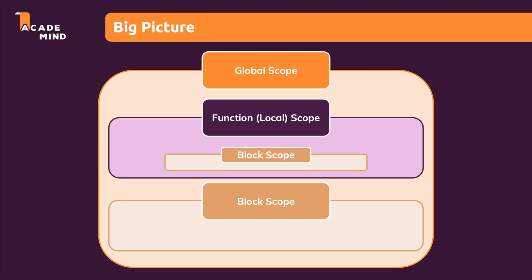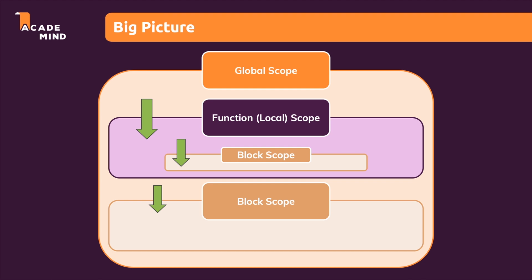Now, what's important here is that you keep in mind that you can always access variables and functions of outer scopes. So from global to function works, from global to block works, and from function to block also works, and from block to nested block would also work.